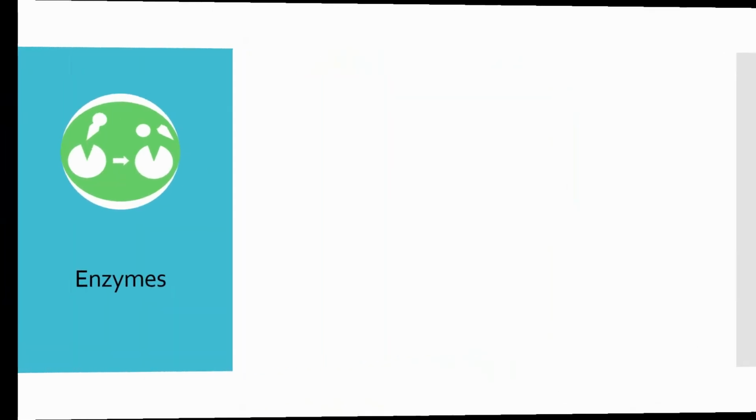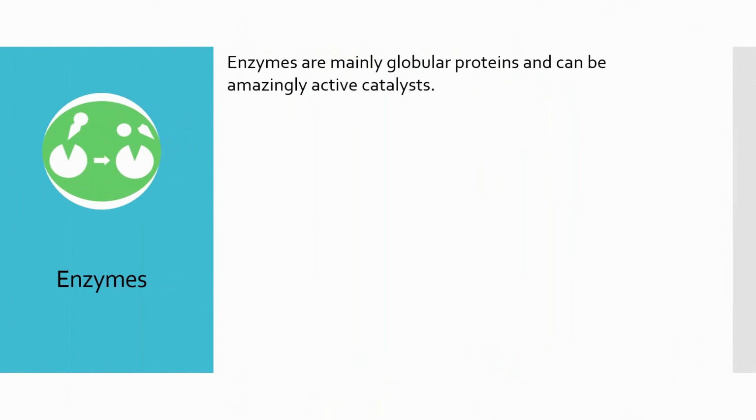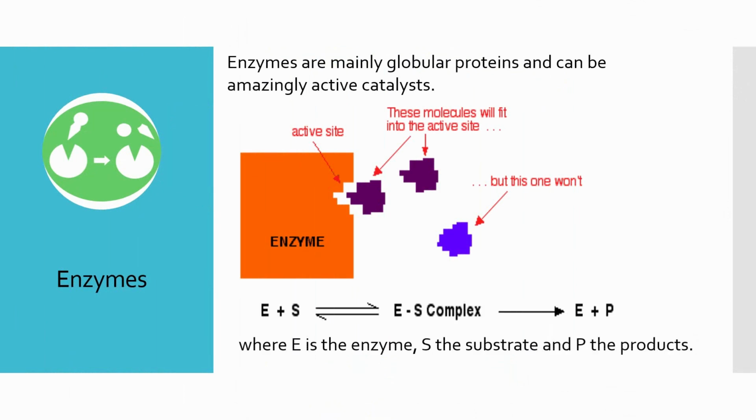Enzymes are also catalysts. They are called biological catalysts. Enzymes are mainly globular proteins that have active sites. In the active site, the substrate can fit. When the substrate cannot fit, it is denatured, no reaction. So in this case, enzyme plus substrate make a complex. This is a reversible reaction. But when the product is produced, the product cannot fit to the enzyme, the same active site where the substrate can fit. So the shape changes. So this is irreversible.